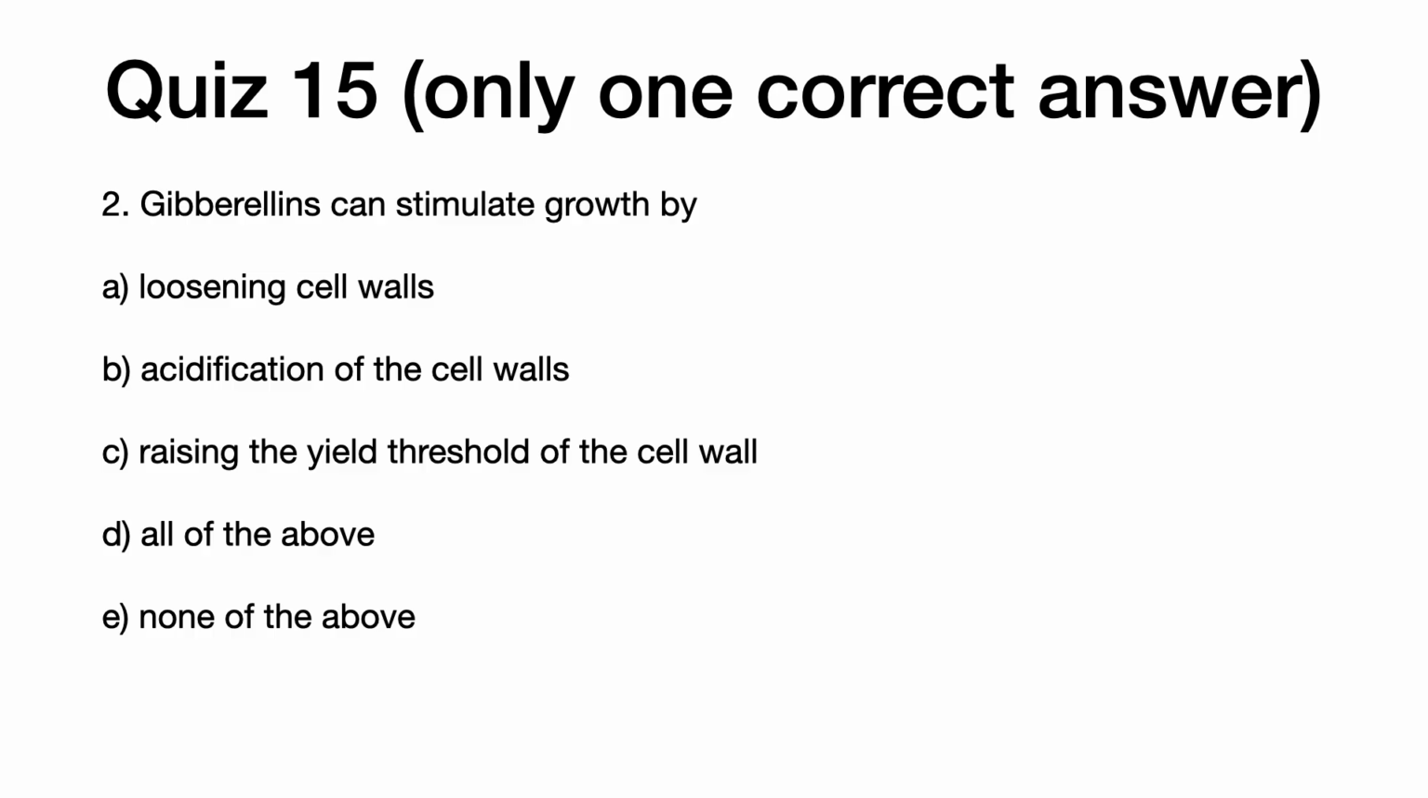2. Gibberellins can stimulate growth by: A. Loosening cell walls, B. Acidification of the cell walls, C. Raising the yield threshold of the cell wall, D. All of the above, E. None of the above.